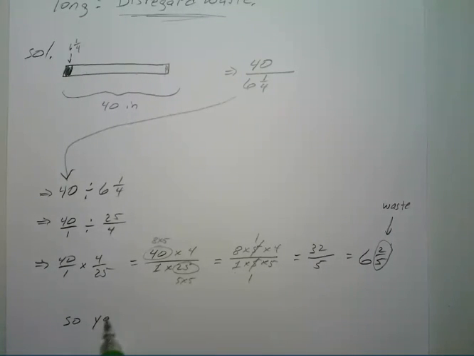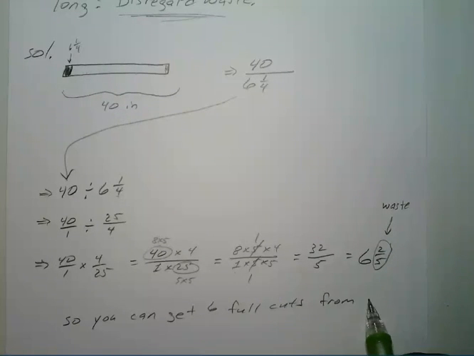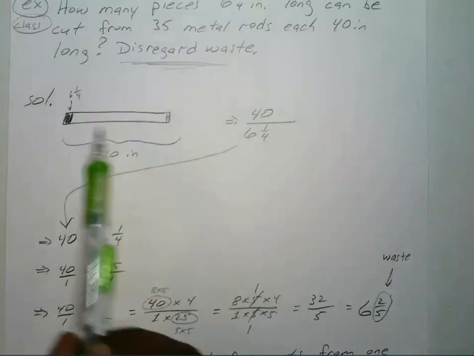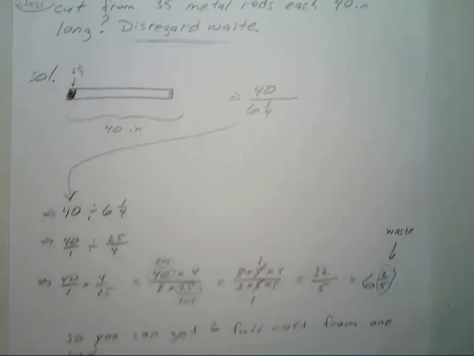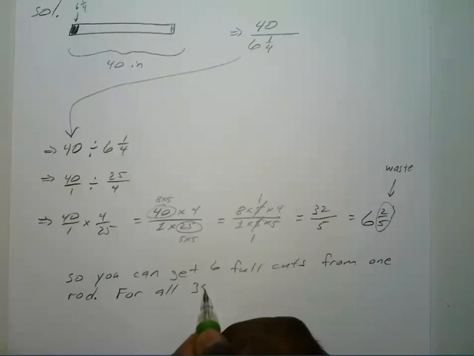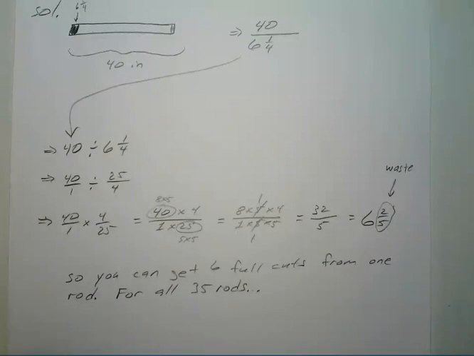So you can get 6 full cuts from one rod. Okay, now remember, let me scroll up. You have 35 rods. So if you can get 6 cuts from one rod, how many can you get from 35? Okay, so you have to now, for all 35 rods, okay, so if we have 35 of those, that means we have 6 times 35, which is equal to 210 pieces that we can get from all 35 rods.